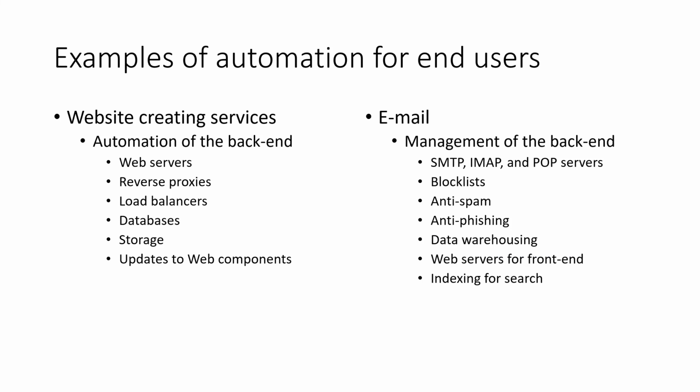Another example is email. Running an email service has many components. For example, the email provider has to operate email servers like SMTP, IMAP, and POP servers. It has to integrate block lists to minimize spam and maybe run some anti-spam and anti-phishing software. It has to do a lot of data warehousing because these email catalogs grow very large. For example, I have around 30 gigabytes of emails with Google. And of course, the provider needs to run web servers so that we can access our emails. And usually there's an indexing service that's also automated so that we can search in our emails. So all of this is automated for the user, and we only care about accessing our emails.